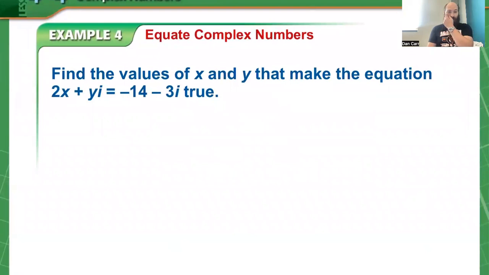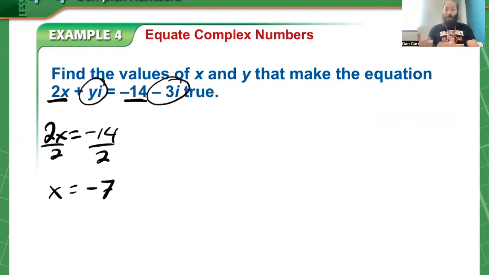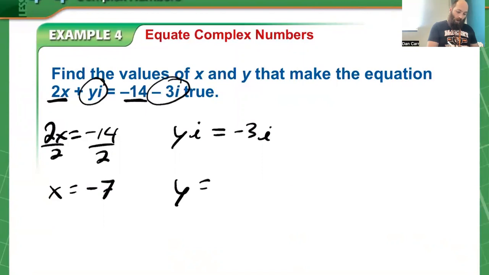So this complex number. Find values of x and y that make the equation 2x plus yi equal to this. Here, we're just going to match up their corresponding parts. So for example, 2x and negative 14 are the real parts. So that means that 2x has to equal negative 14. I divide that out, and I get a negative 7. Okay, so x is a negative 7 here. yi and negative 3i are my imaginary parts. So I know that yi equals a negative 3i. Well, if that's the case, I can just cancel out the i, or divide it out. y equals a negative 3. That's the only way for that to work. So those are my x and y values here.